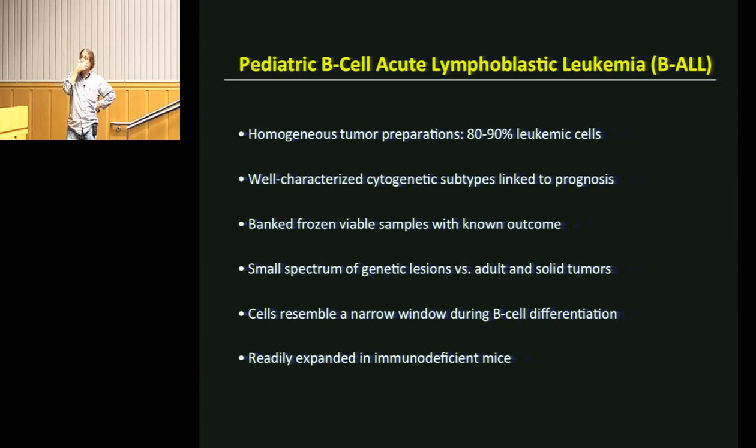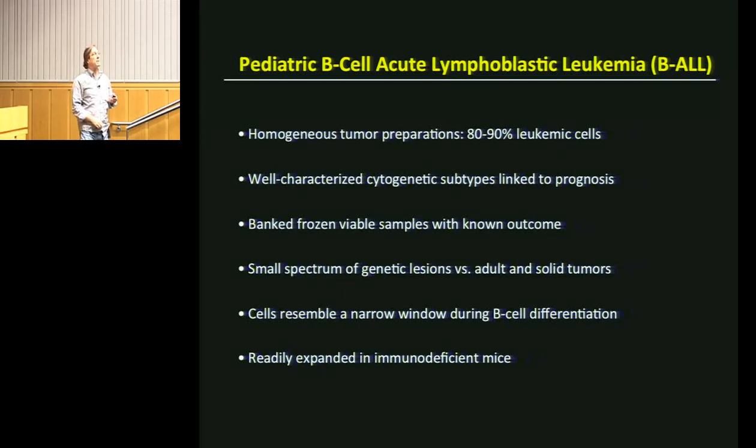So we wanted to get into cancer some years ago. And actually, I was giving a talk at OHSU, and I had my individual visit with Brian Druker, and he was just going crazy. You have to do B-cell acute lymphocytic leukemia. He gave me all these reasons why to do that. And they're all good reasons. You get homogeneous preparations. They have these well-characterized cytogenetic subtypes that are already linked to prognosis. There are large numbers of banked frozen viable samples, COG, St. Jude's, et cetera. And they have a very small spectrum of genetic lesions versus most other types of tumors.